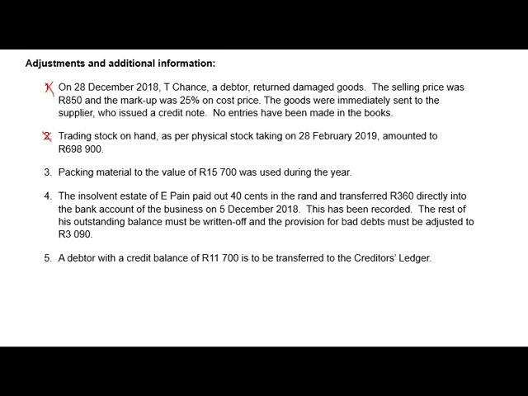Let us move to adjustment 3, which says that packing material to the value of 15,700 was used during the year. What must we do then? We need to go to our packing material. The fact that it was used, that is the expense. That is the expense we need to record packing material at in our statement of profit or loss, i.e. the income statement. That is our actual expense. When you go to the income statement, that's what your packing material value must be.